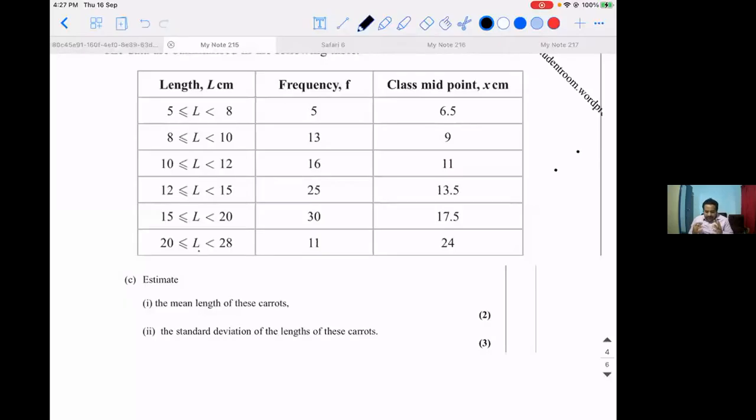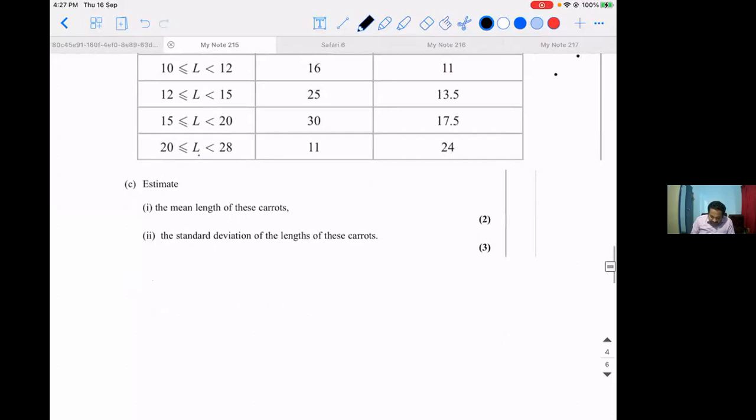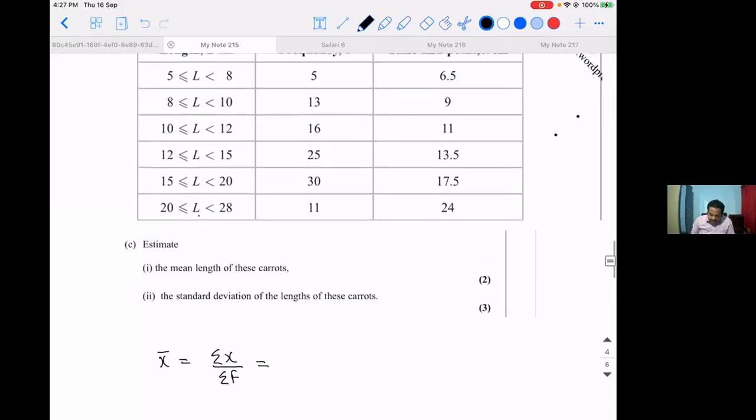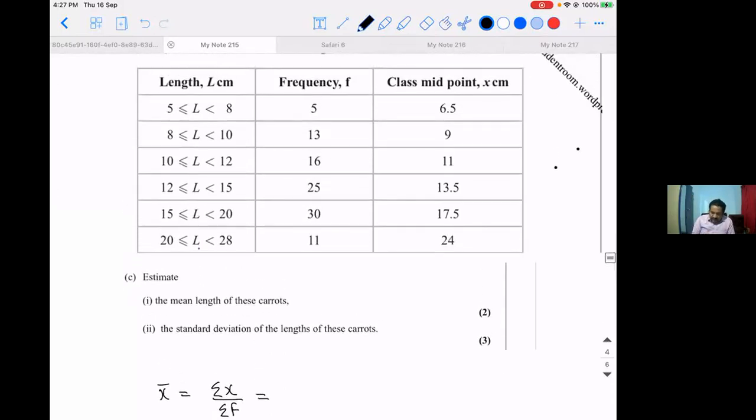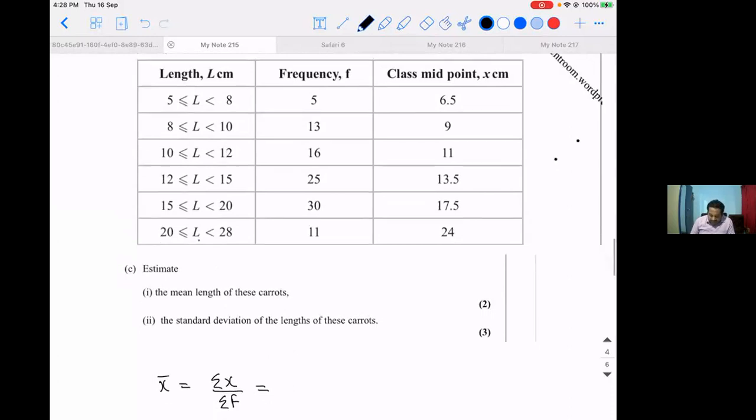How to find the mean? The formula for finding the mean is x bar equals sigma x divided by sigma f, the total frequency. Since it is continuous data, first of all we need to find the midpoint. Fortunately, the midpoint is given in our question. The midpoints are 6.5, 9, 11, 13.5, 17.5, 24, etc.